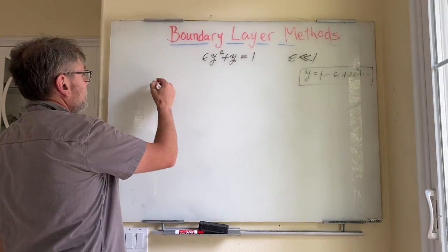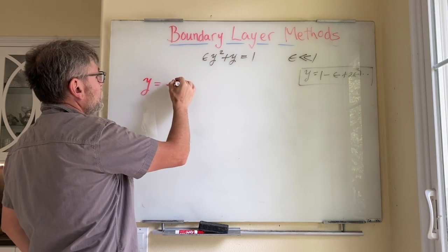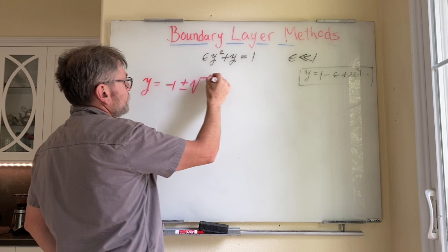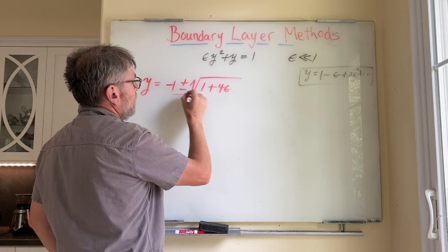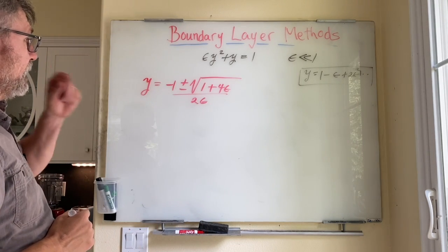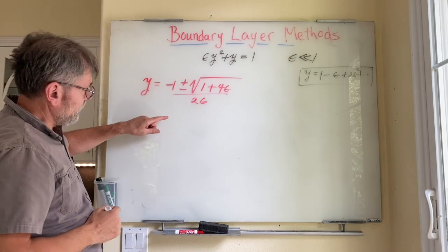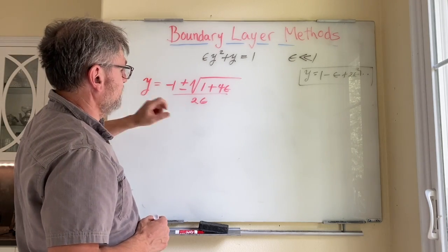From the quadratic formula, we have y is equal to minus 1 plus or minus the square root of 1 plus 4 epsilon, all over 2 epsilon. And now let's expand this out. Oh, well, first, there's the two roots. Which one do we get? Which one is the plus? Which one is the minus?